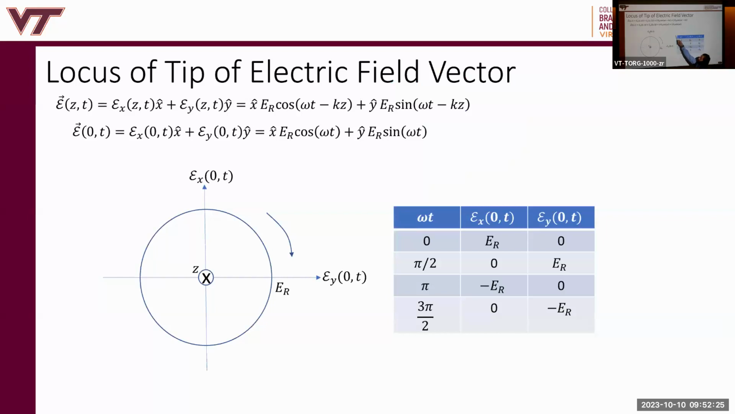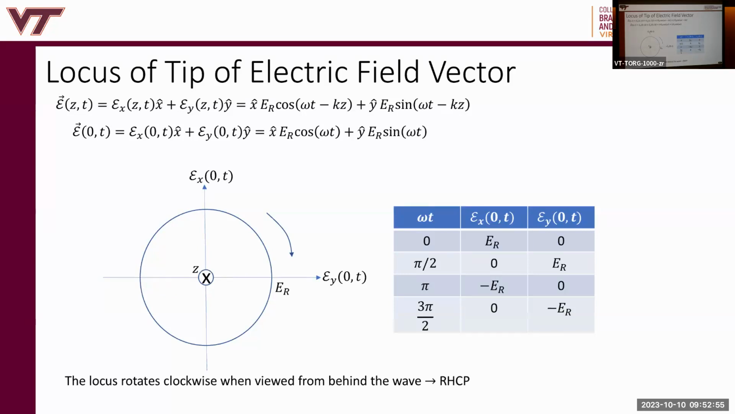You start with the general form of E, you specialize it to z equal to 0, you draw your XYZ coordinate system, and then you have Ex at z equal to 0 in time, Ey at z equal to 0 in time. This is how I solved my homework problems when I did this course. Make a table of omega t, Ex, Ey. You just pick a couple of numbers for omega t, and you plot them. So the first one is omega t equal to 0, then omega t equal to pi over 2, then pi, 3 pi over 2, and so forth.